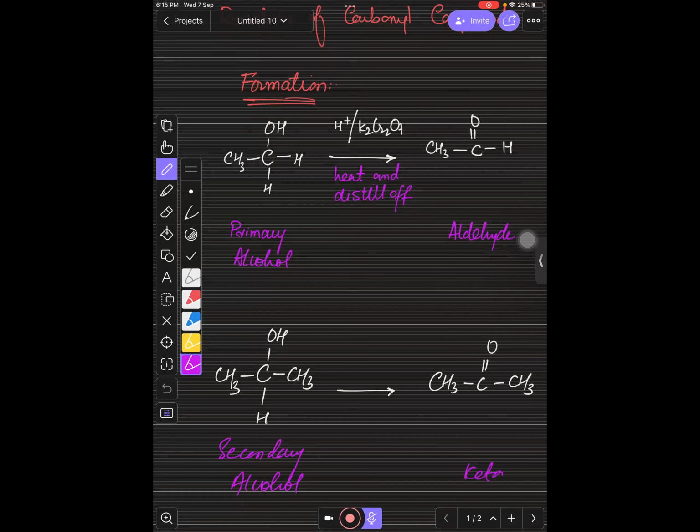Remember this, बच्चों. Primary alcohols aldehyde में convert होते हैं, aldehyde carboxylic acid में convert होते हैं, और primary alcohols can directly convert into carboxylic acid as well. But secondary alcohols जो होते हैं, they only convert into ketones.